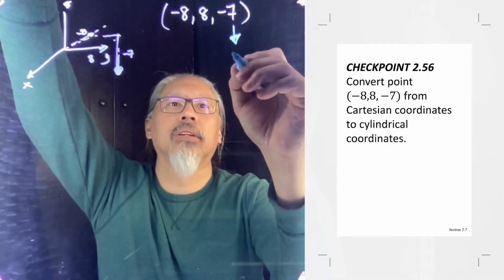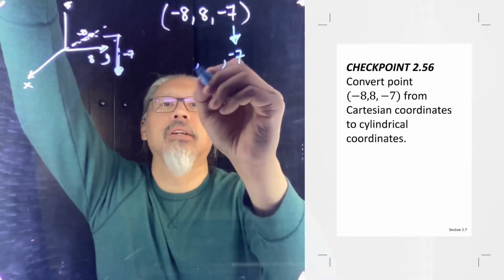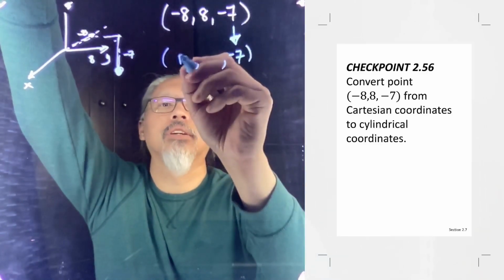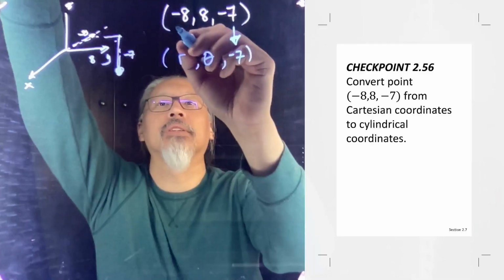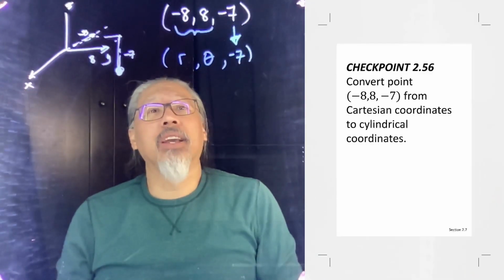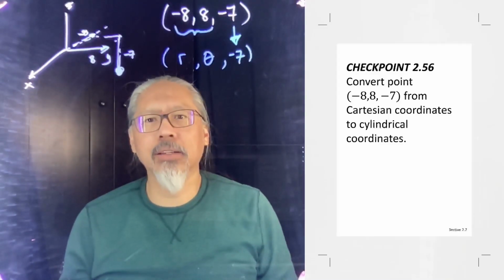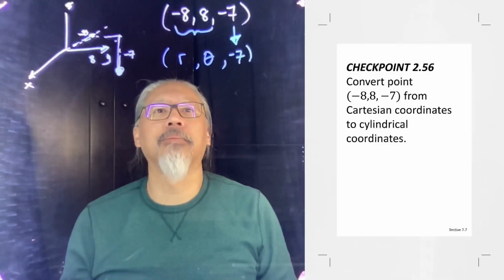cylindrical coordinates. It turns out that the z is going to be the z, and then the other two are going to be some cylindrical coordinates that would be describing -8 and +8 in 2 dimensions. So I guess that's essentially polar coordinates that we're looking at.